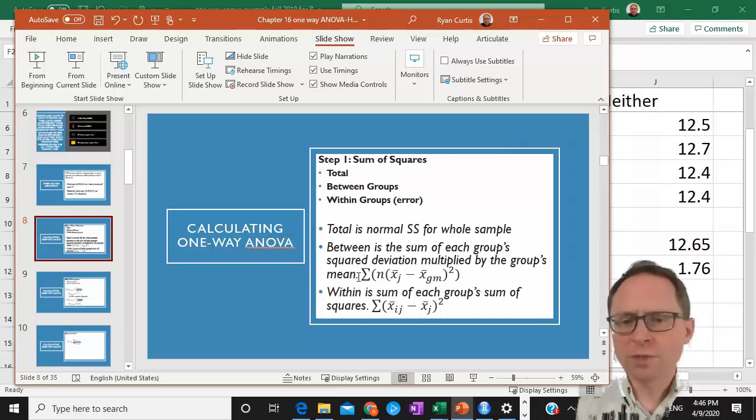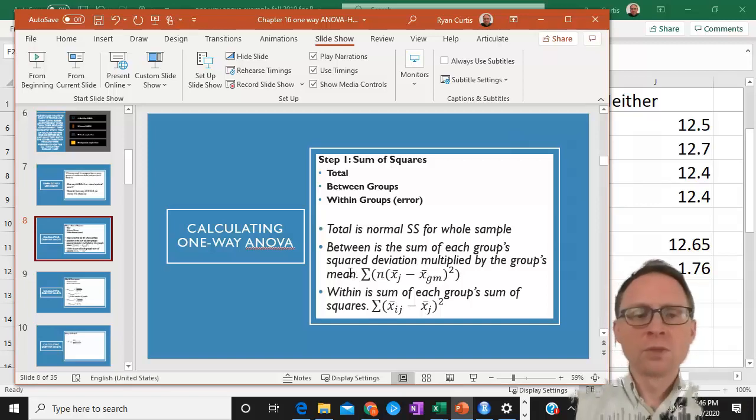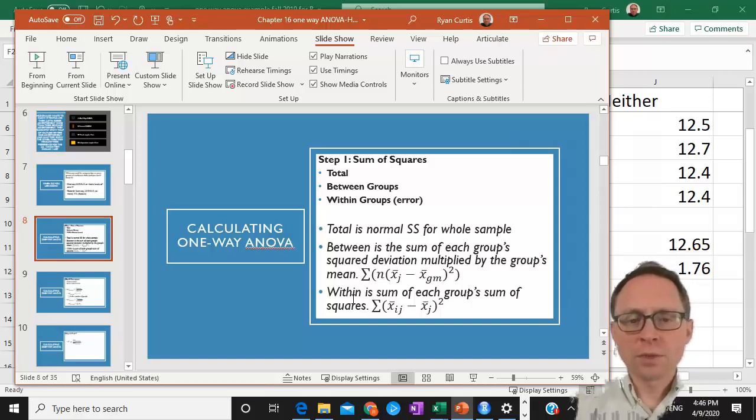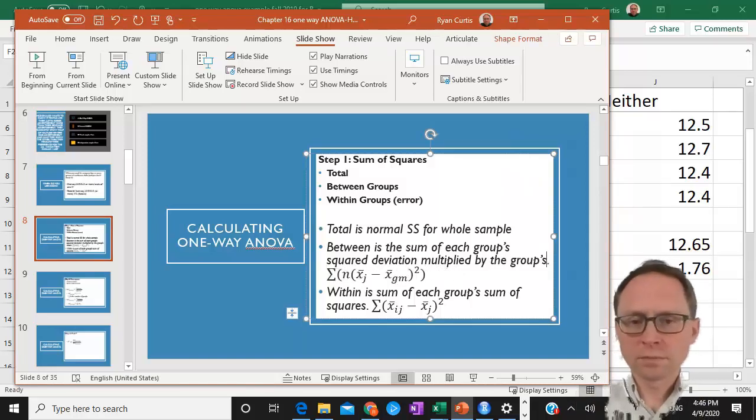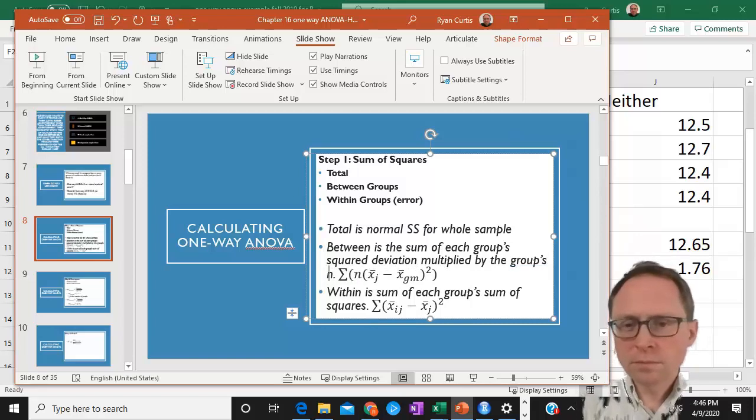Not by the group's mean, I'm sorry, this should be the group's n. That's what that should say. Oh my goodness, sorry, that says mean. Typo. So multiplied by the group's, let's go ahead and change it. There we go. Multiplied by the group's n. So what does that mean?